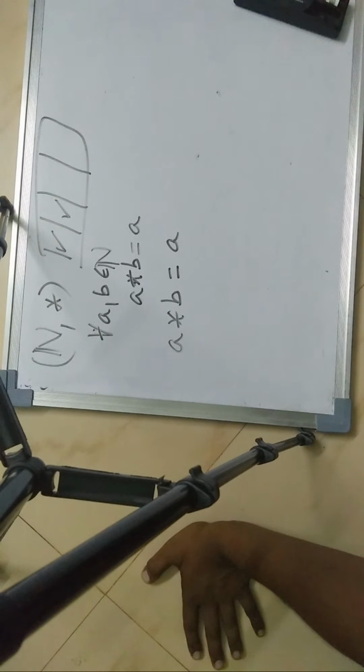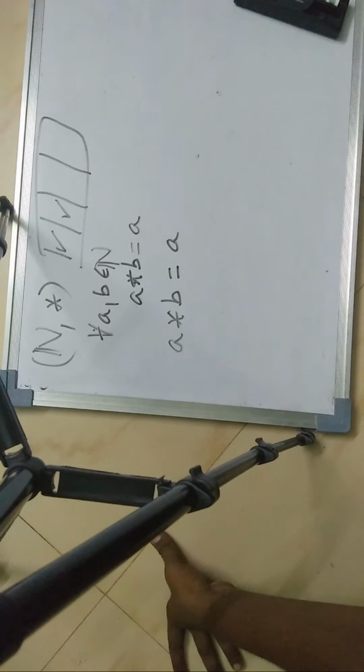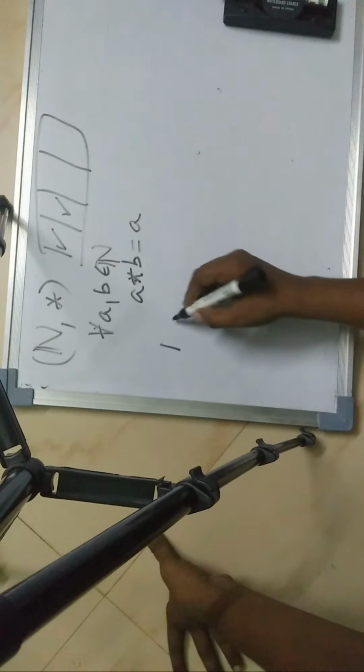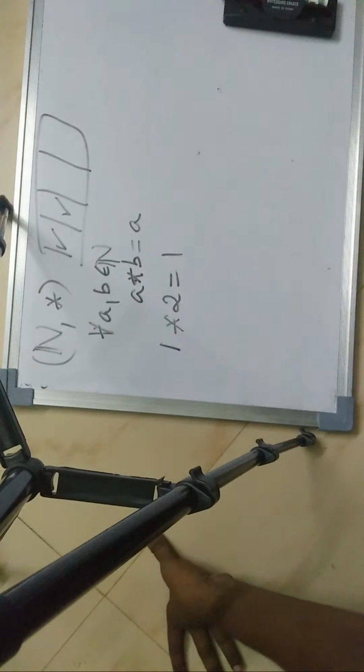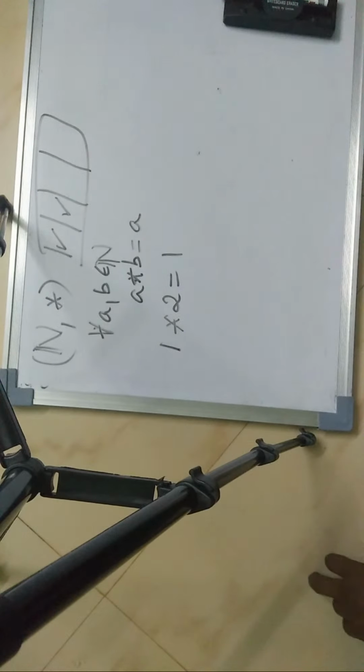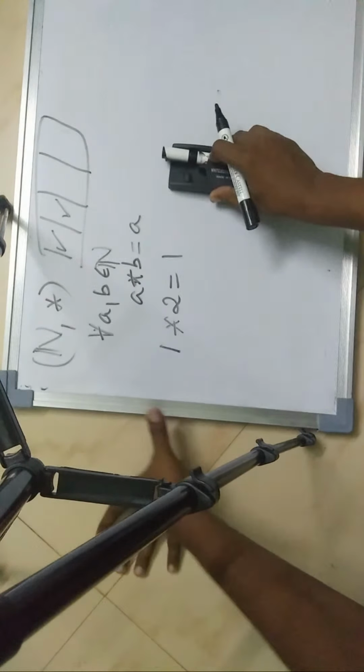Okay, fine. So for B, for given any A, say maybe we will take 1 to be our A, 1 star 2 is 1. Okay, there is an answer here. Good.